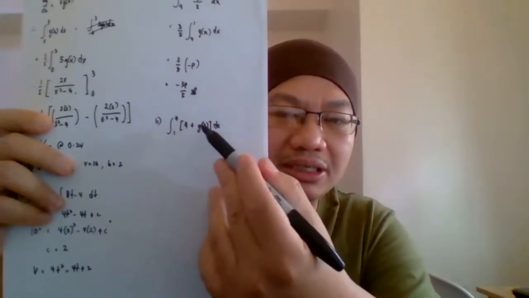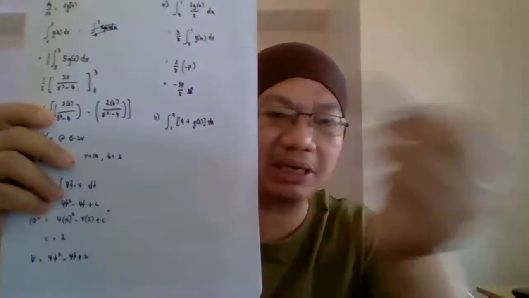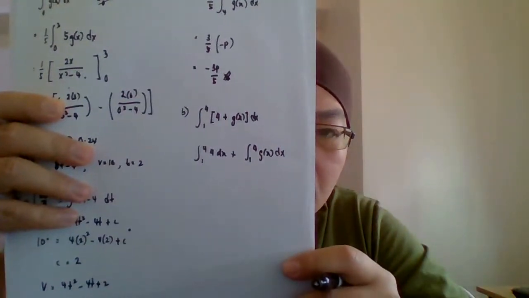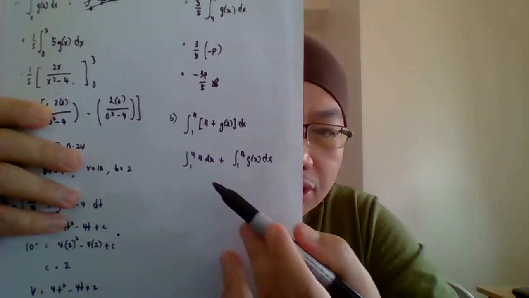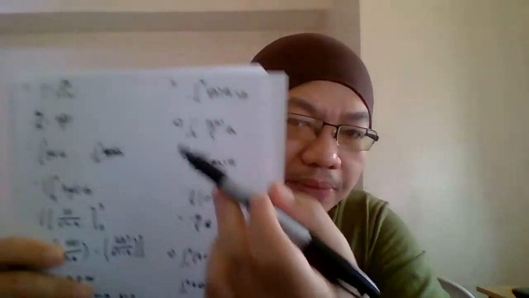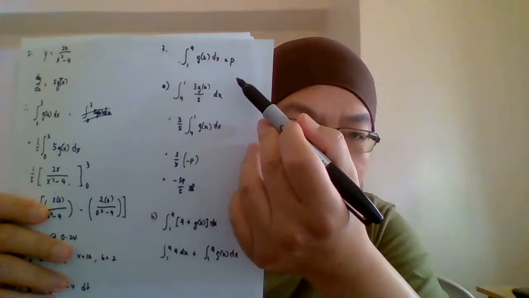So, this is a combination of functions, a combined operation here. So, you need to split it first. You need to split the function, the equation. So, you're supposed to get integrate 1 to 4 of 4 dx plus integrate 1 to 4 of g(x) dx. Okay, we just split like this. Okay, so this one, based on the info, equals p. The integral from 1 to 4 of g(x) dx equals p.